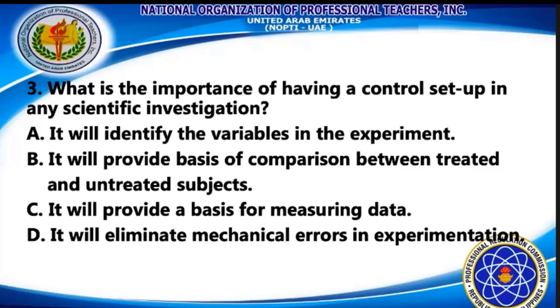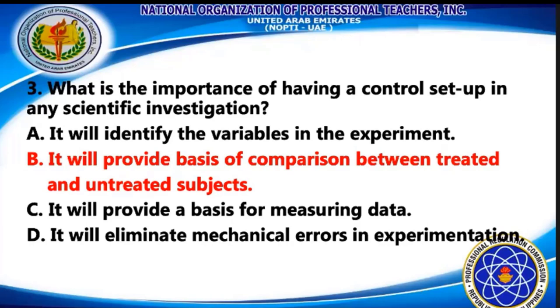Okay. The correct answer is letter D. That is why there is a control set up, right, just to compare the treated and untreated subjects, so that you can see the comparison. For example, you did an experiment. One has fertilizer, one has none. So the one without is the controlled setup. Or either way, it could also be the one with fertilizer, so you can see the effect. What would be the effect if there is fertilizer in terms of the growth of plants?